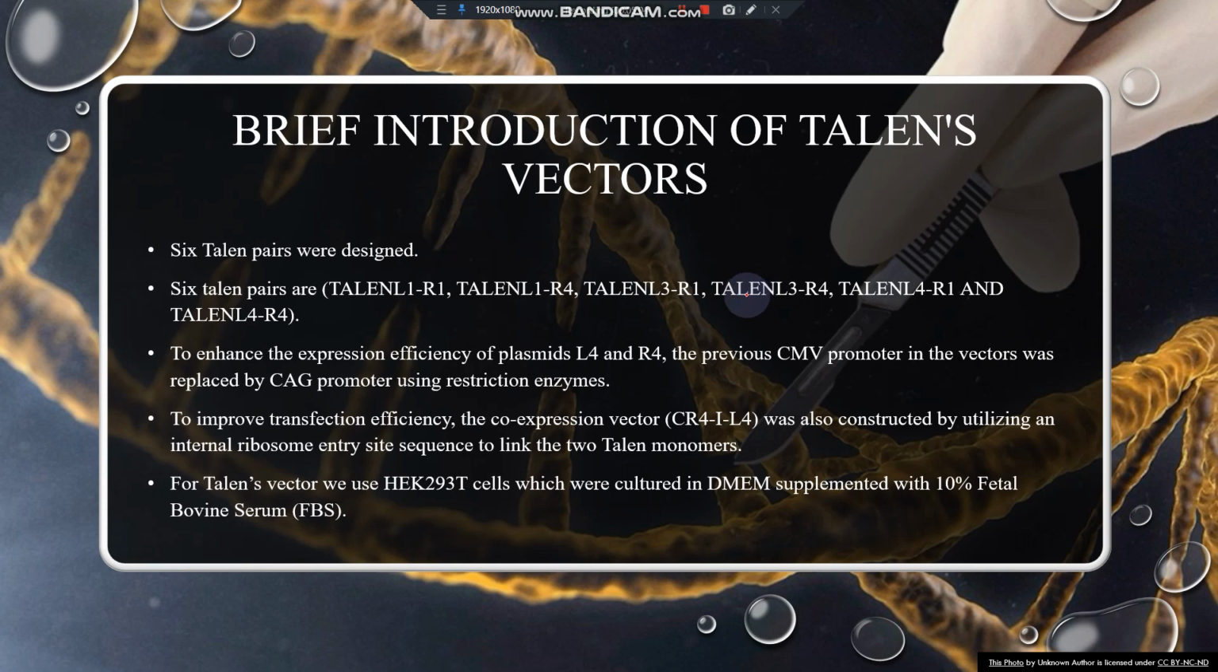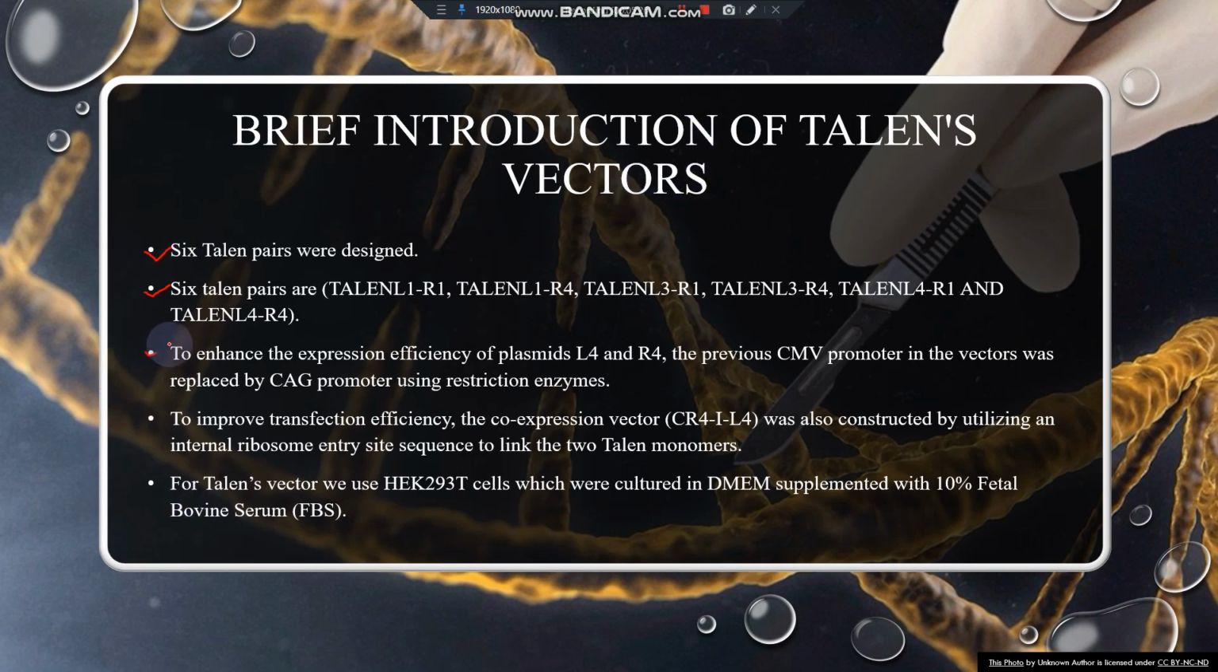that is the hemoglobin gene. The 6 TALEN pairs, that is TALEN L1R1, TALEN L1R4, and so on. These are the 6 TALEN pairs that are constructed for our TALEN vectors.